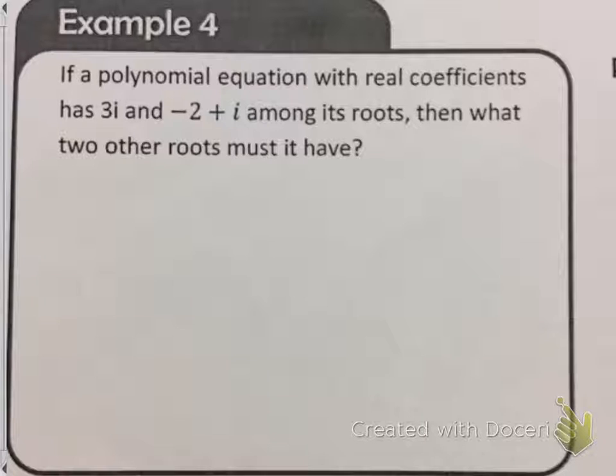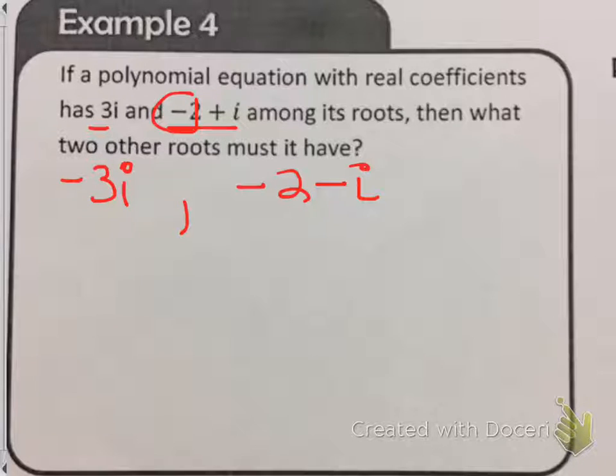So it says if a polynomial equation with real coefficients has 3i and negative 2 plus i among its roots, then what are the other roots that it must have? Well, it must have a negative 3i, and it must have negative 2 minus i. So if you notice again, the real part stays the same and only the imaginary number changes when we're talking about the conjugate.